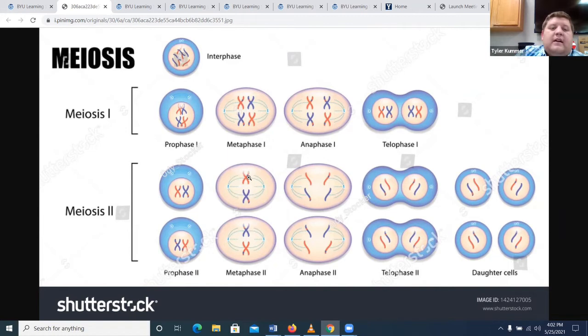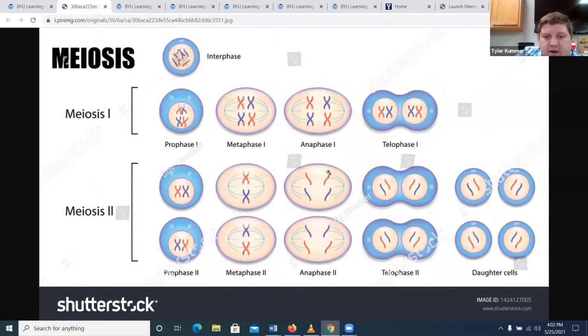So in meiosis 2, metaphase 2, they're going to move to the equator, and then as we move, they split the sister chromatids apart. Once they're apart, now we're going to refer to them as chromosomes. They're each a separate chromosome, okay?